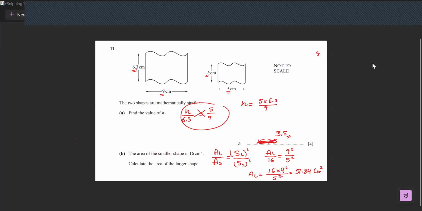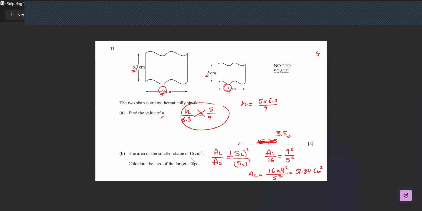Okay, so here, the first question was finding h. How would I find h? I will use the ratio of the similarity. So h over the other side, which is 6.3, equals 5 over the other side, which is 9. And I got h equal 3.5.